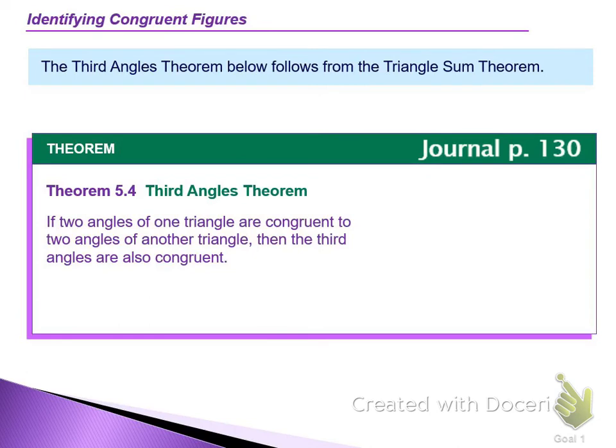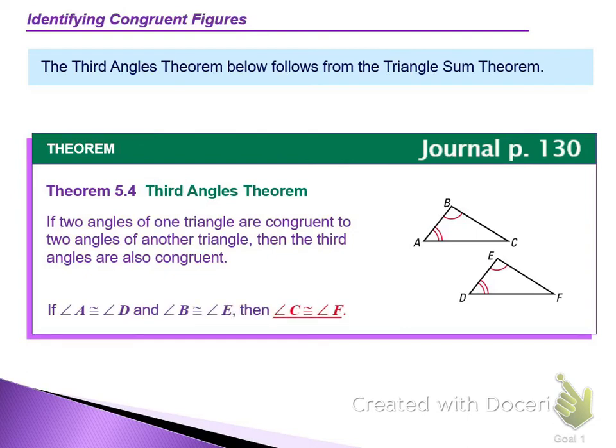If two angles of one triangle are congruent to two angles of another, then the third angles are also congruent. So, here's what that is saying. If A and D are congruent, and B and E are congruent, that means C and F have to be congruent. So let's show that with some numbers.